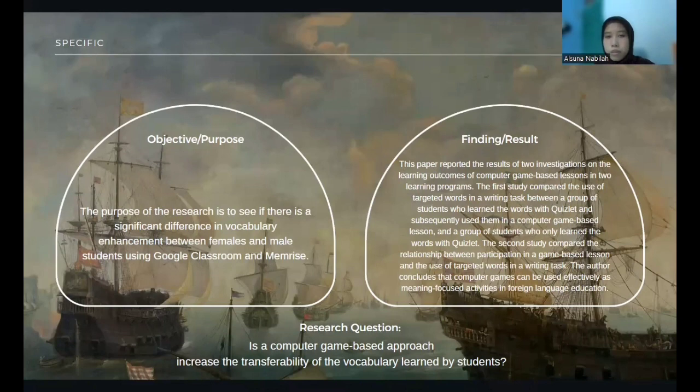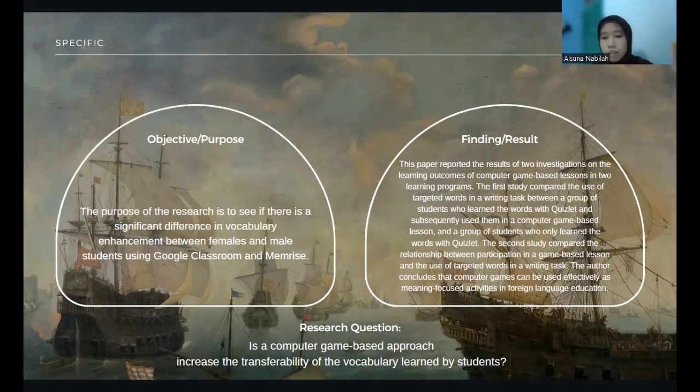The research question from this article is whether a complementary approach is best to increase the transferability of vocabulary in students. The finding or result from this article is of two investigations of the learning outcomes of computer-based lessons in two learning programs. The first study compared the use of target words in writing tasks between a group of students who learned the words with Quizlet and subsequently used them in a computer game-based lesson, and a group of students who only learned the words with Quizlet.